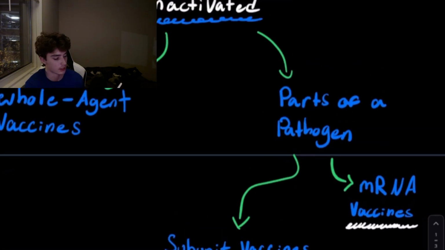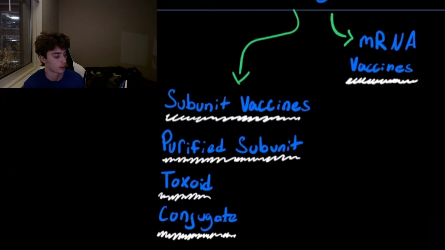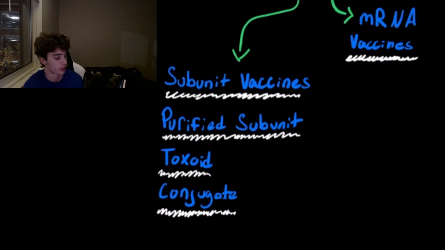The next subcategory usually just contains parts of a pathogen. Subunit vaccines are vaccines that contain just a specific part of a pathogen. Typically these are antigens, so purified antigens. Next kind of vaccine would be toxoid vaccines. Toxoid vaccines are vaccines that contain toxins from a bacteria. Because viruses do not produce toxins, these vaccines are specific for bacteria.